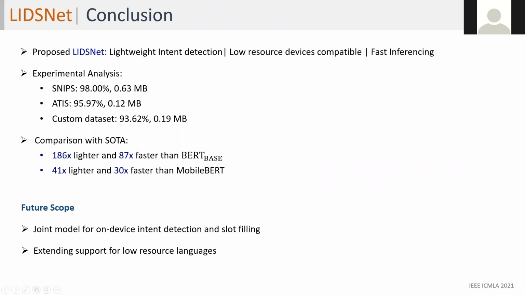To conclude, we propose a lightweight, fast, and accurate LIDSNet model for intent classification. Our experimental analysis on SNIPS, ATIS, as well as our self-curated custom dataset proves that LIDSNet achieves SOTA competitive accuracy with the lowest memory footprint, which is very critical for a commercial conversational AI solution. In future, we plan to develop a joint model for intent detection and slot filling. At the same time, we wish to extend it to other languages apart from English.